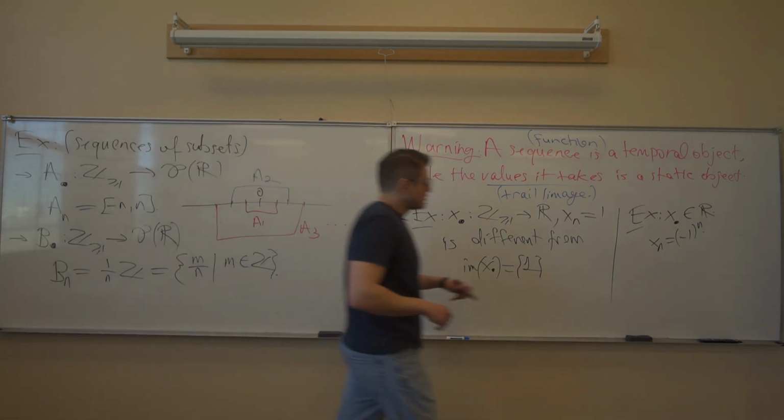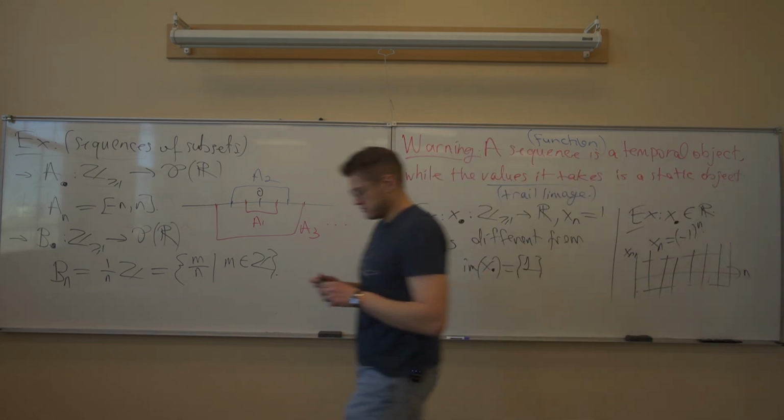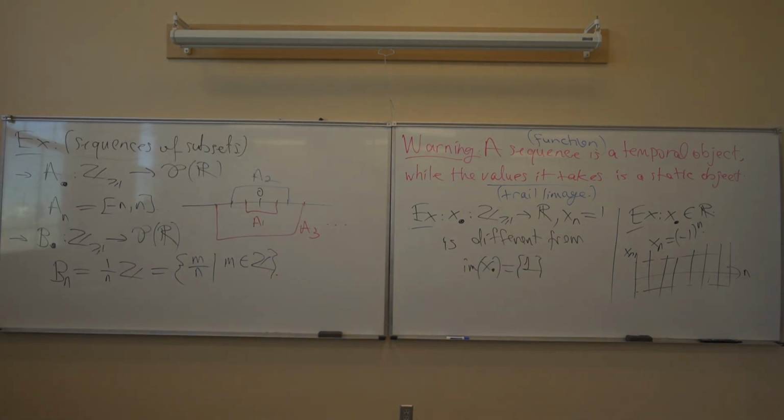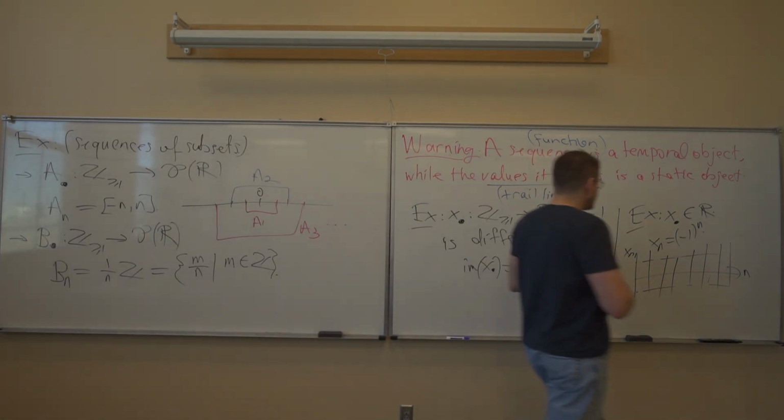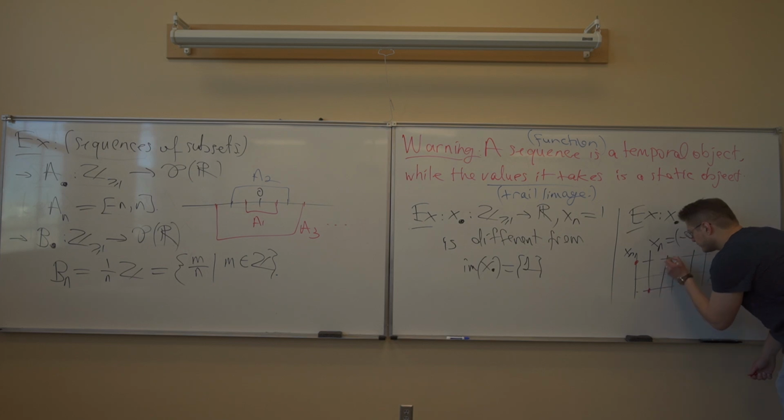So this is the n variable, and this is the x sub n, and this is supposed to alternate between +1 and -1. There are multiple ways of visualizing sequences, and as time goes by, I might discuss more things. So let's say we started at 0. At 0, this is 1, and then it's like this. It keeps going on like this.